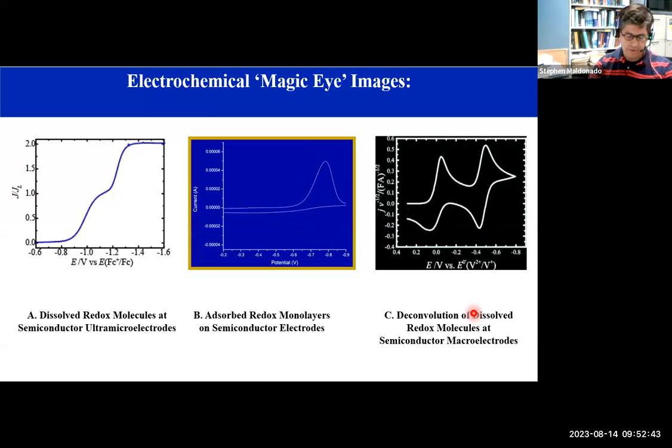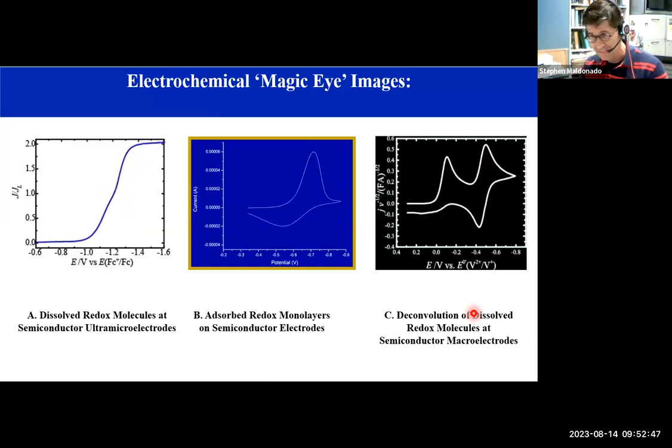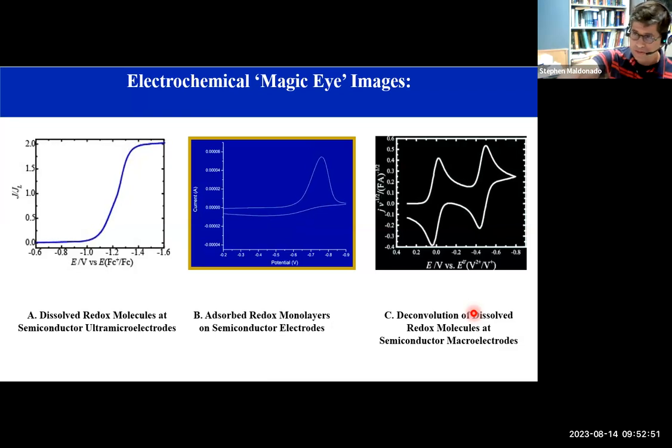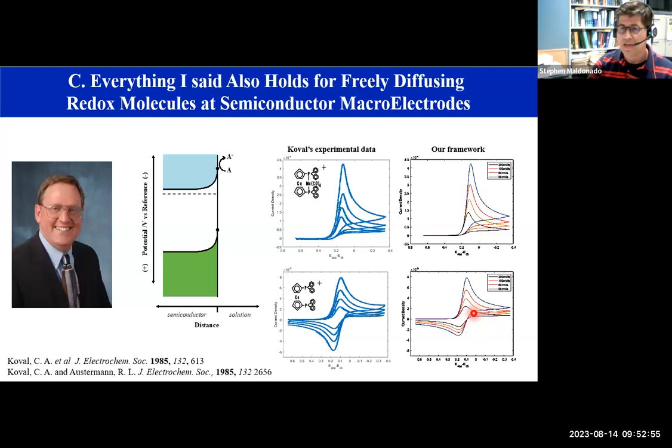Okay, I think I'm running out of time, so I'm going to skip most of the rest of the stuff I was going to say, and I'm going to just go to the last panel because I'm particularly interested in that. The last panel says that everything I've said for experiments where the molecule is stuck on the electrode also holds when you take that molecule off of the electrode, now it's diffusing in solution.